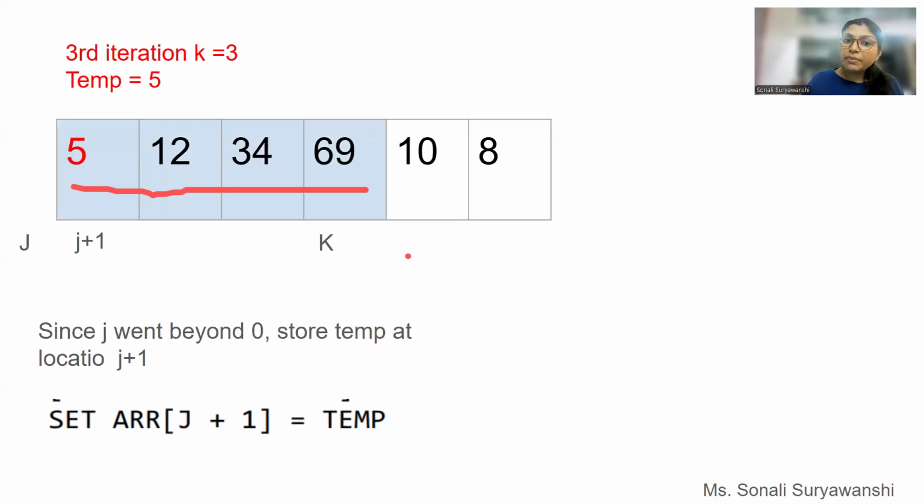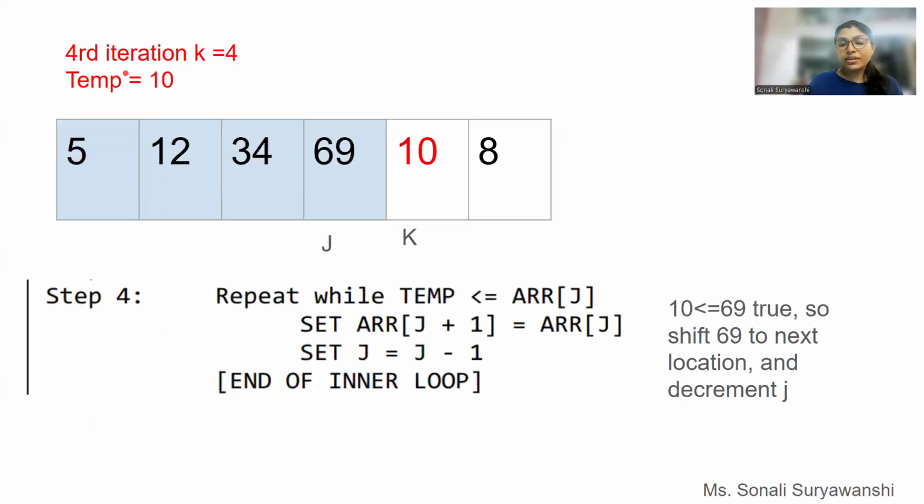Next, we increment k. So now k will go to the next iteration. So it is the 4th iteration that we are doing. So k is 4. That means k is pointing to 10. So 10 will go to the temporary variable. Now this 10 will be compared with all the previous numbers pointed by j. And whichever number is greater than that, we will keep shifting to the right. So you can see 69 will go to the right because 10 is lesser than 69. So array of j will go to array of j plus 1. So 69 came here and j got decremented.